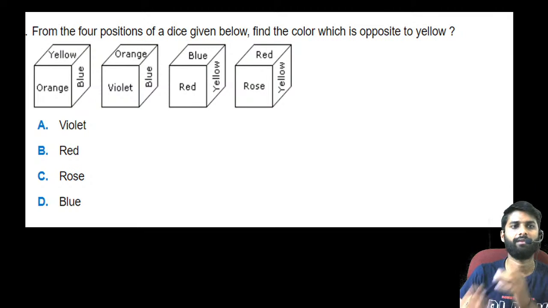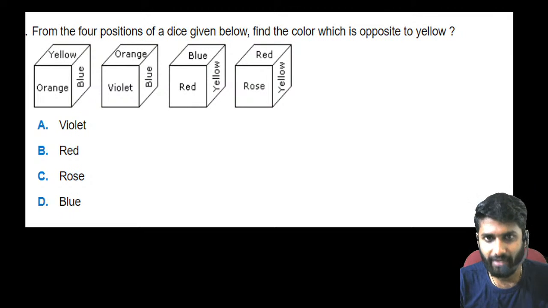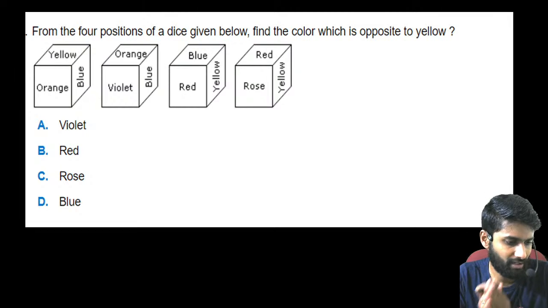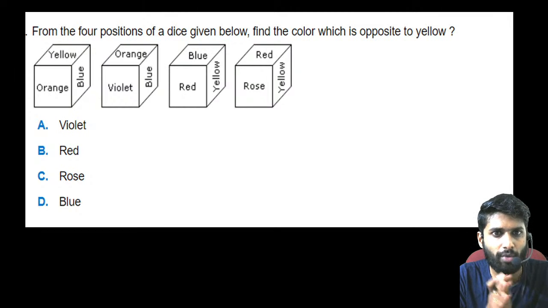Next one. From the four positions of the dice given below, find the color which is opposite to yellow. Same thing, we need to identify what is opposite to yellow.